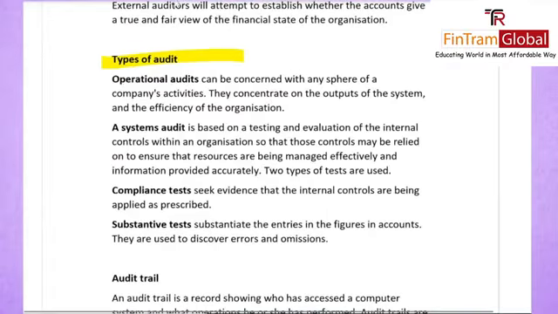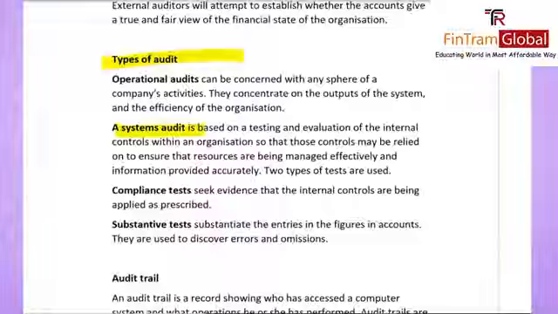Then we have our systems audit. Now this is based on testing and evaluating the internal controls that you already have in your organization. So that's why you have your systems audit. You are basically seeing how it is going.